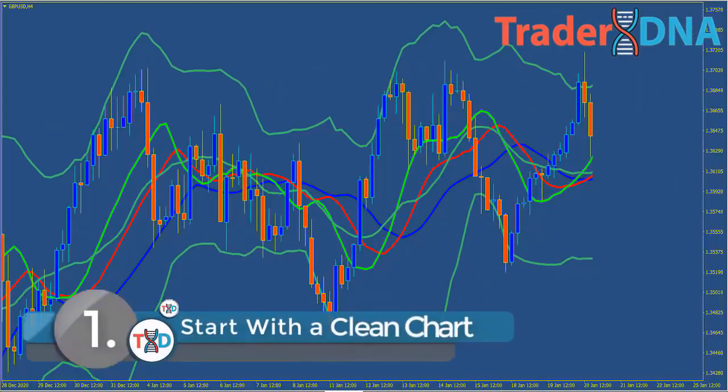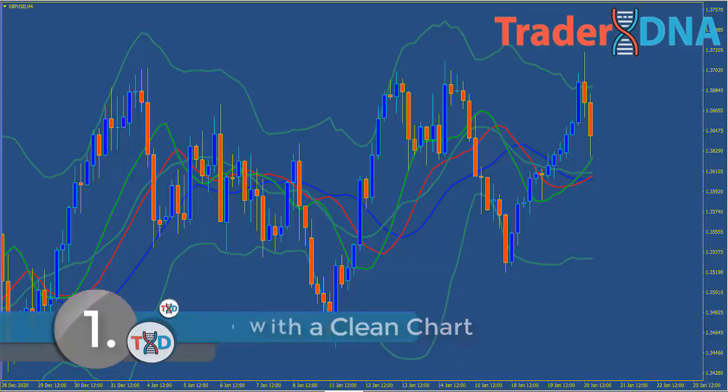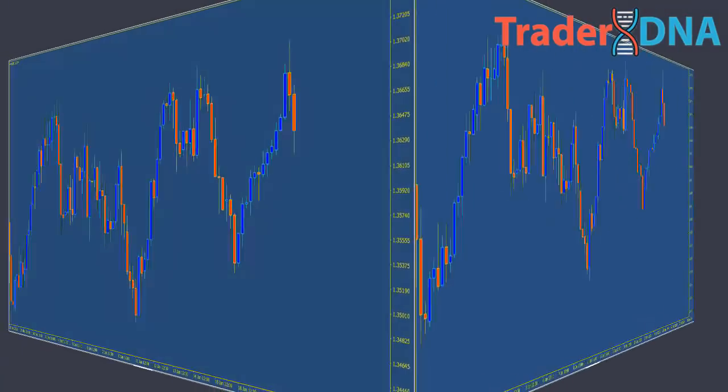Step 1. Start with a clean chart. Support and resistance are all about price action. Nothing else. Remove distractions and simply focus on the price. Indicators have a tendency to cloud a trader's judgment. This is especially true where a trader has multiple indicators on one chart. A trader can easily convince themselves they are seeing things that are not necessarily there. When it comes to drawing lines of support and resistance, keep it simple and start with a clean chart.